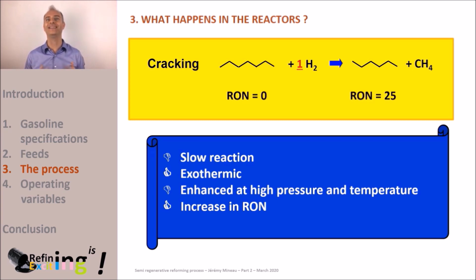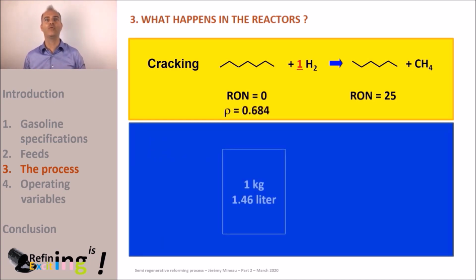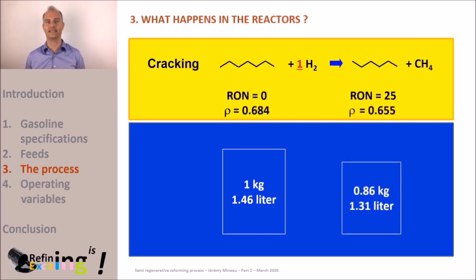Let's have a closer look at the impact on the volume. A kilogram of N-heptane represents 1.46 liters at 15 degrees C, which will convert to 0.86 kilograms of N-hexane, the rest being the methane formed. Even if the density of the N-hexane is less than the one of the N-heptane, the effect of the loss of mass by formation of methane is ultimately the stronger. Only 1.31 liters of N-hexane is produced, meaning a 10% loss in volume.